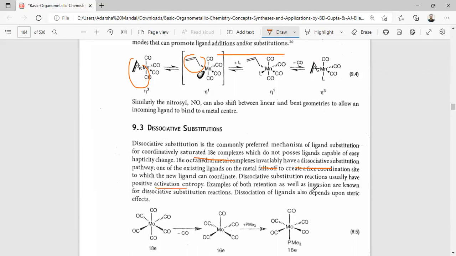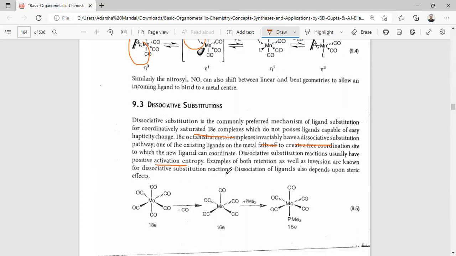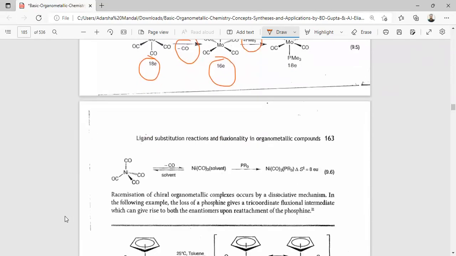Examples of both retention as well as inversion are known for the dissociative substitution reaction. Dissociation of the ligand also depends on the steric effect. So here it is the 18 electron complex. It is a coordinatively saturated molecule. Here the first CO dissociates to form the 16 electron complex. Next is the ligand substitution reaction by the association of the PMe3.